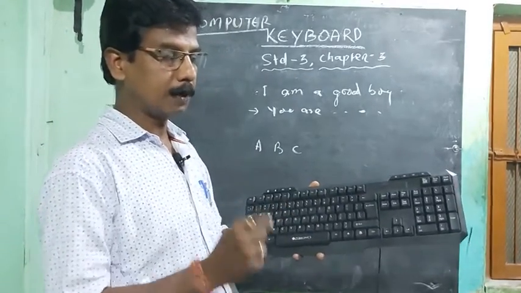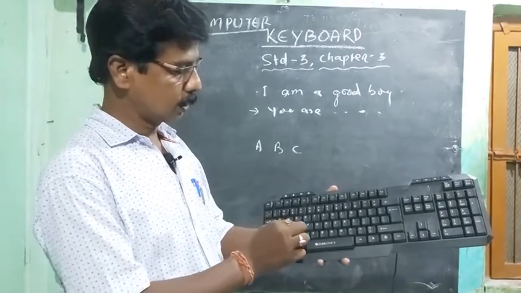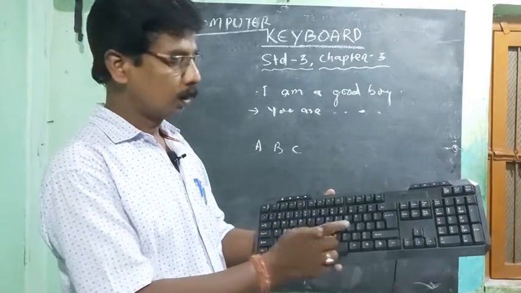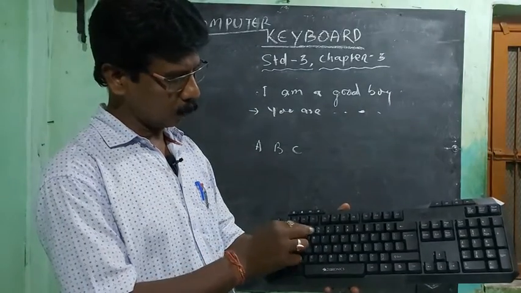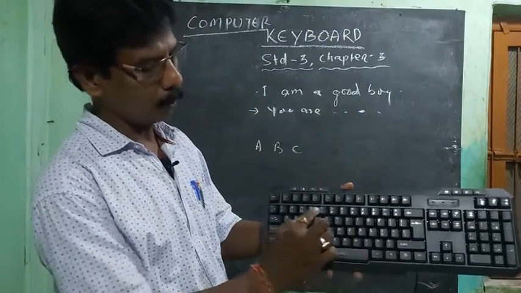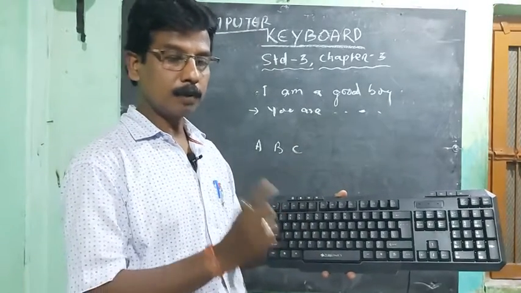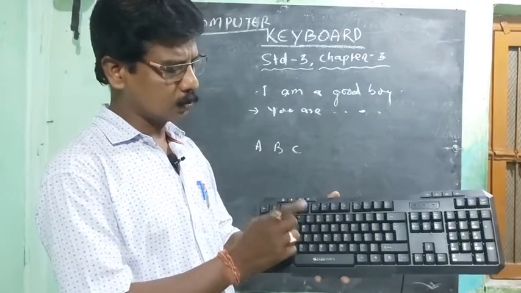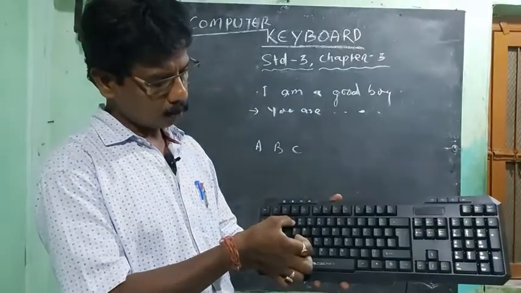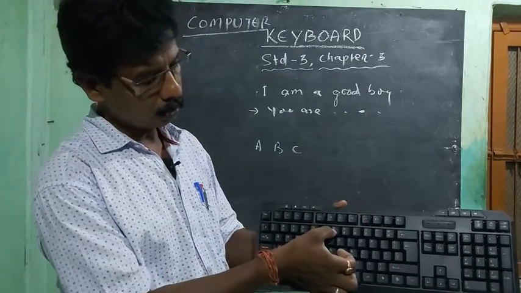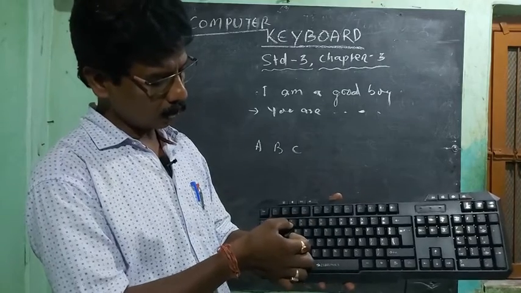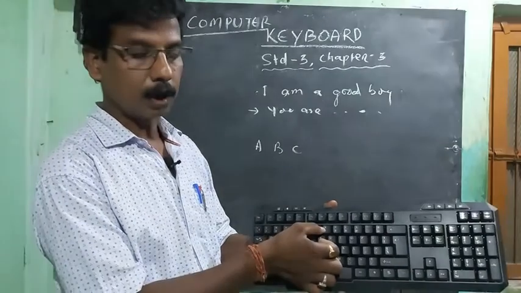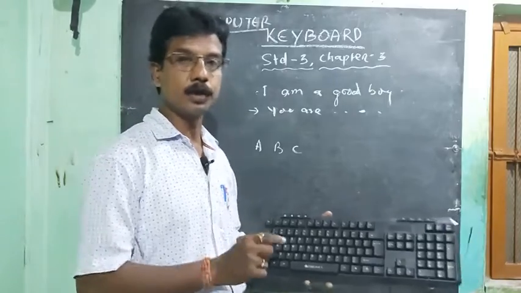Secondly, alphabet keys: A, S, D are alphabet keys. Then number keys: 1, 2, 3, 4, 5, 6, 7. Number keys have two sets. In the upper part, the number key has symbols. Look here, in the upper part, those are symbols. In the lower part, those are numbers 1, 2, 3, 4. These keys have symbols written on them.